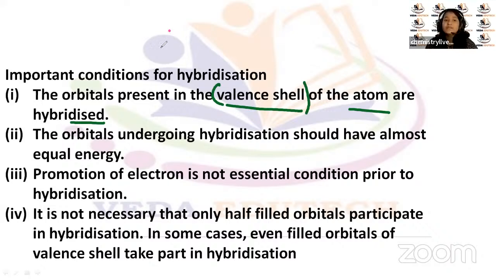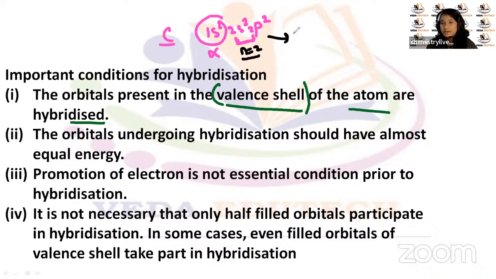So let us take carbon. Carbon is 1s2, 2s2, 2p2, right? 6 is the atomic number. So the 1s is not going to take part in hybridization. Only the last shell, which is n equals to 2, is going to take part in your hybridization.